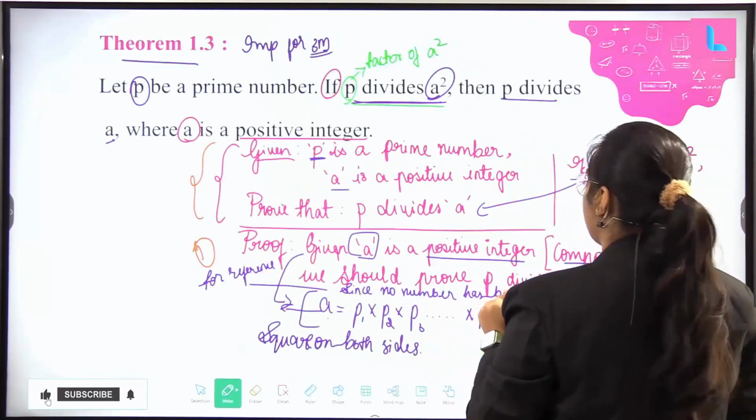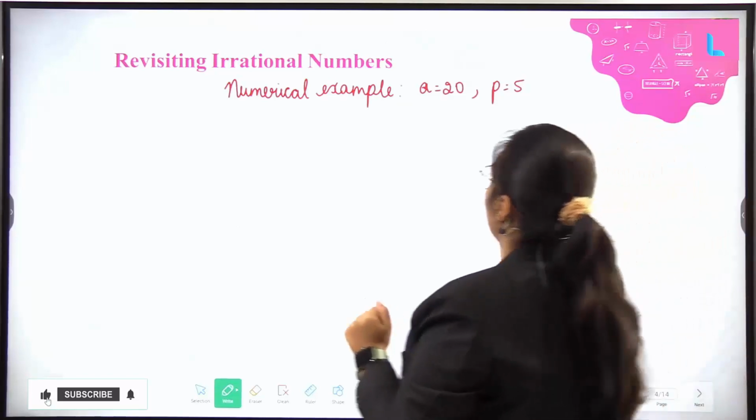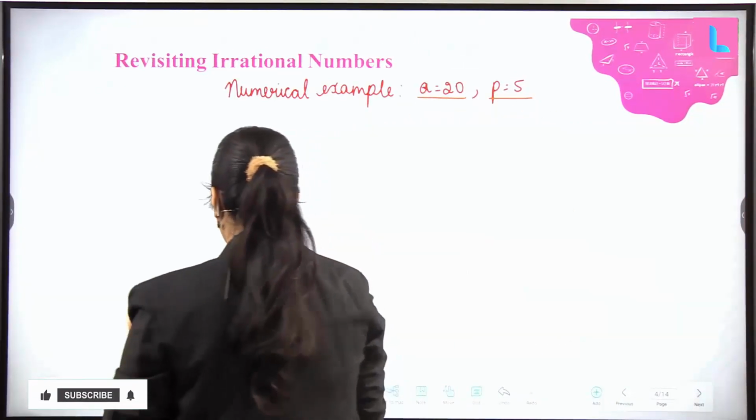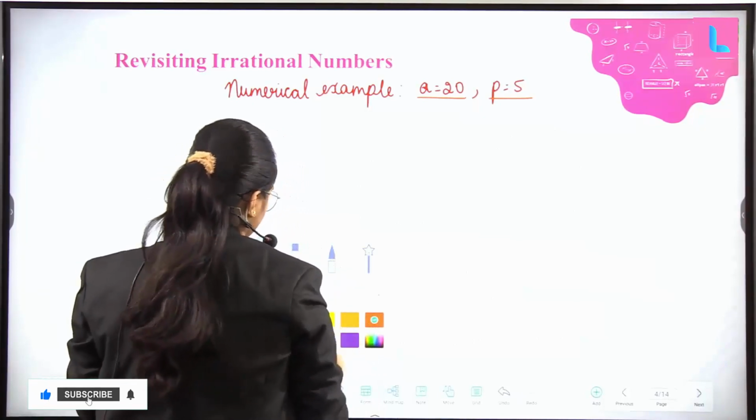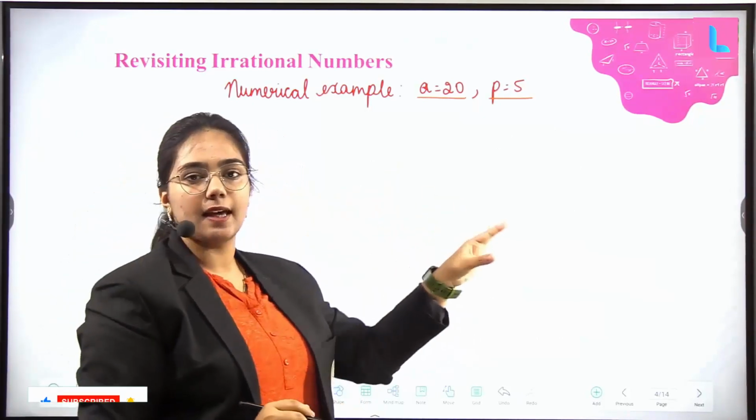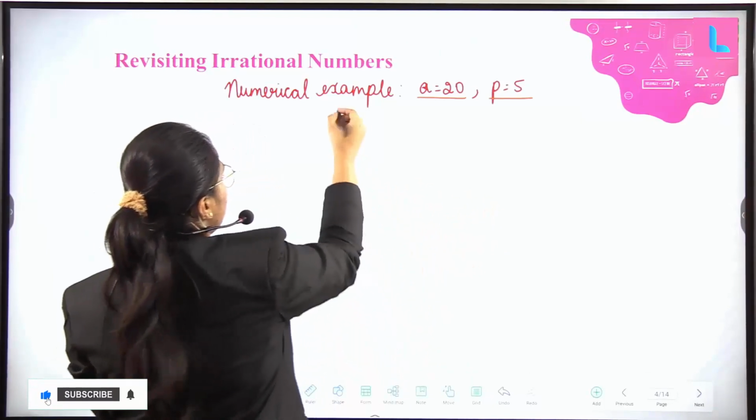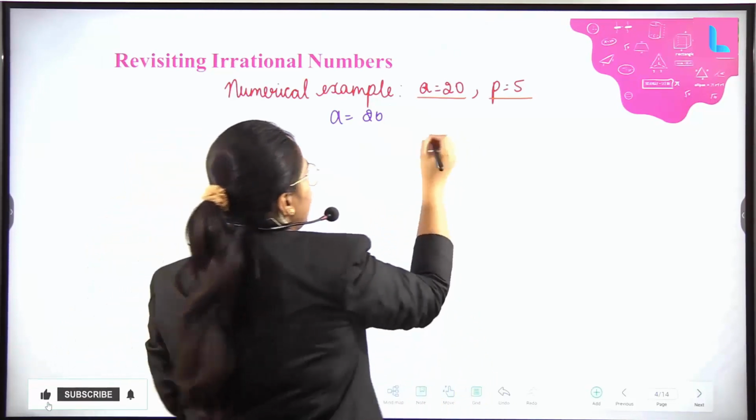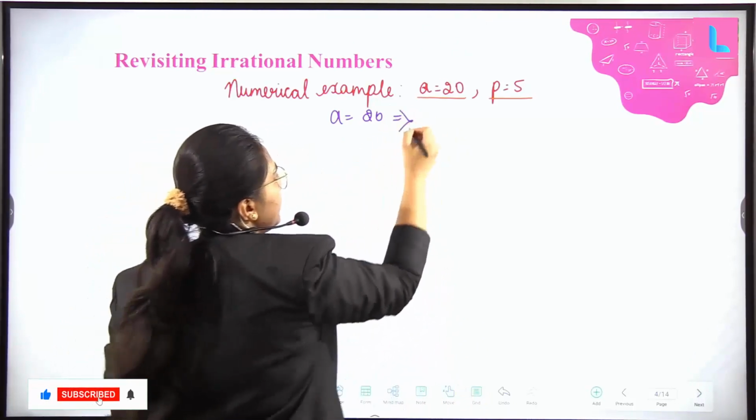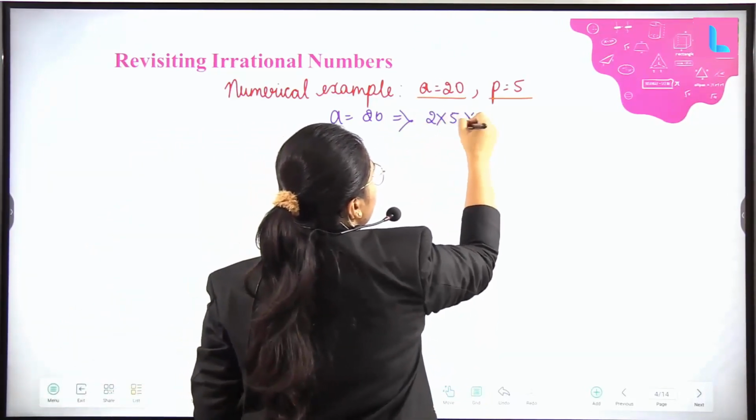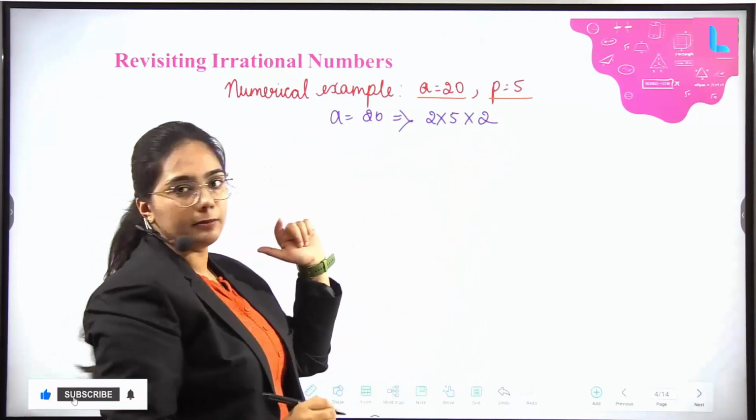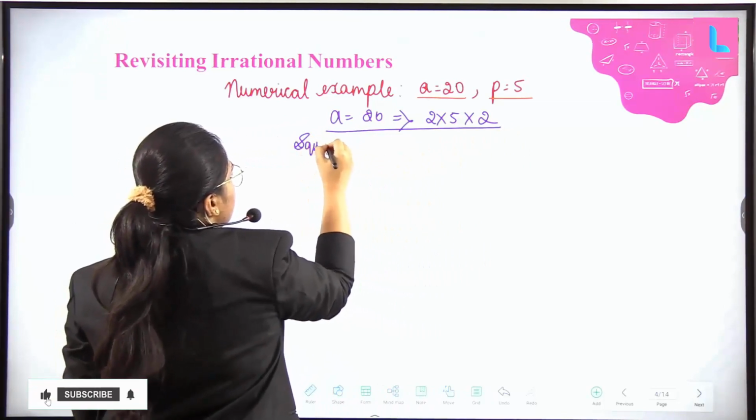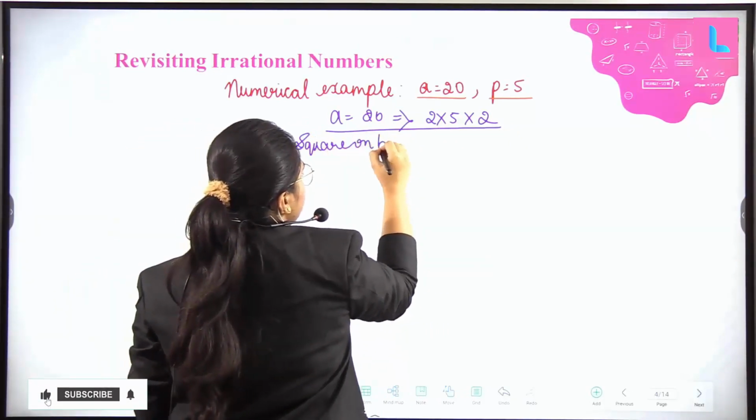Let's take a numerical example. We have taken A as 20 and P as 5. We will not write any statements over here. This numerical example is purely for your understanding. So A is 20. Is A divisible by 5? How can A be written? 2 into 5 into 2. This is how A can be written, right? So squaring on both sides.